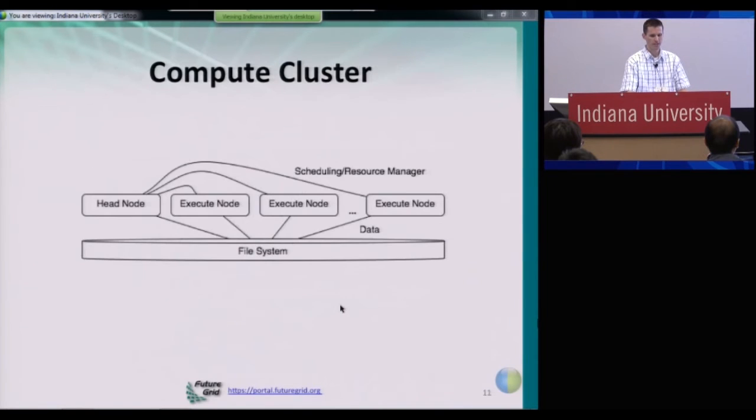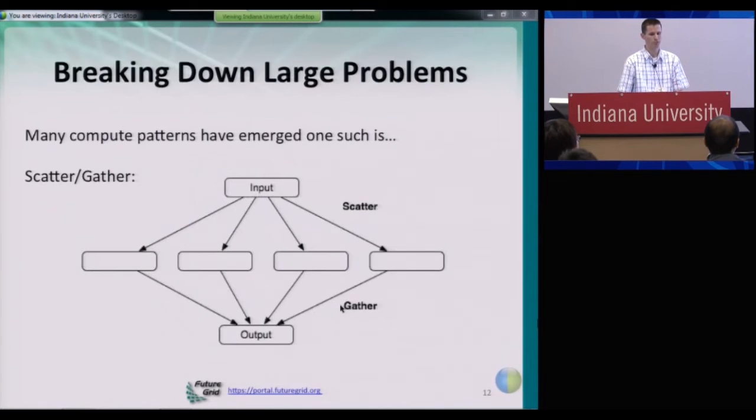So if we take this view of a cluster and ask what I can actually do with it, let's take a high-level look at a very simple paradigm of breaking down large problems and running them on a cluster. There's a programming paradigm out there called scatter-gather. If you take some input data, let's take an example file that I want to get the word counts on, back to this word count example.